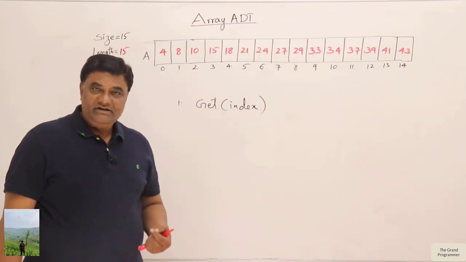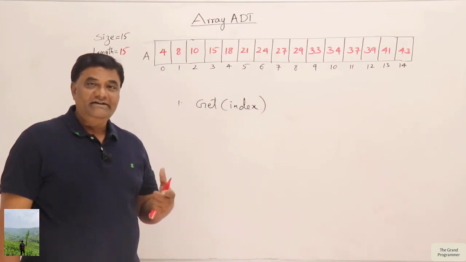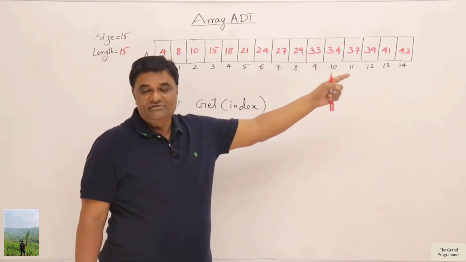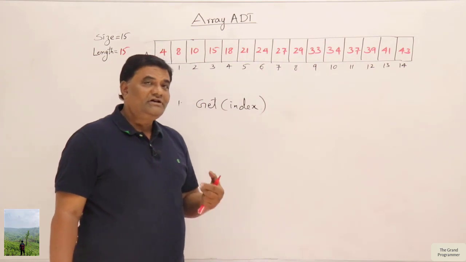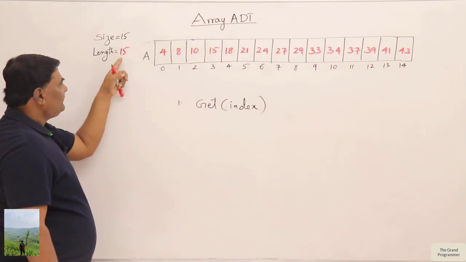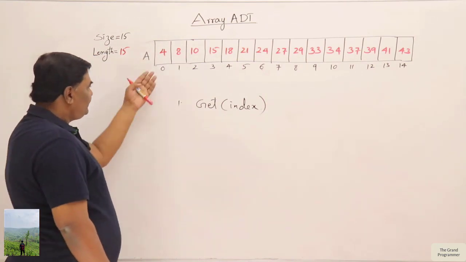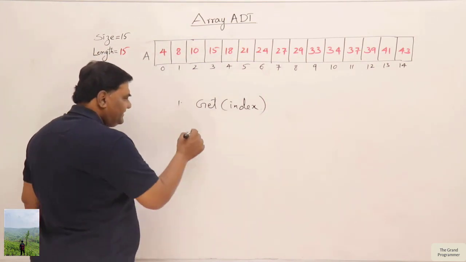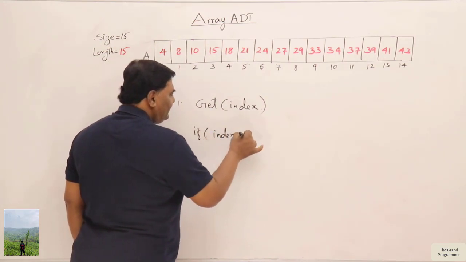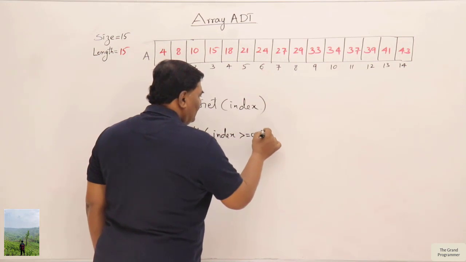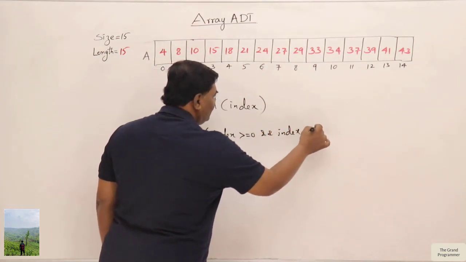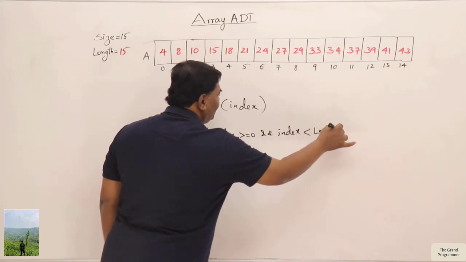Now only one thing we have to take care of is whether the index given is valid or not. The maximum index is 14, so a total of 15 elements are there. So we should not give any index beyond 14. It should not be greater than or equal to length, and it should not be less than 0. So the first thing we can check is if index is greater than or equal to 0 and index is less than length, then this is a valid index.